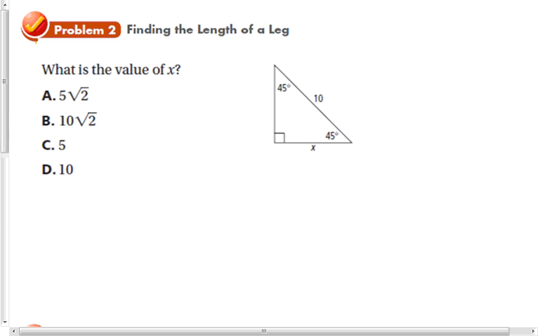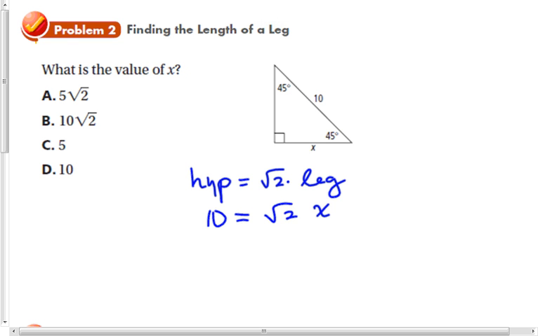All right, finding the leg, again, is a 45-45-90, so the 45-45-90 triangle theorem says that the hypotenuse is equal to the square root of 2 times the leg. Our leg is x here, and our hypotenuse is 10, so 10 equals square root of 2 times x. I'm going to divide both sides by the square root of 2. And so I get 10 divided by the square root of 2 is equal to x.